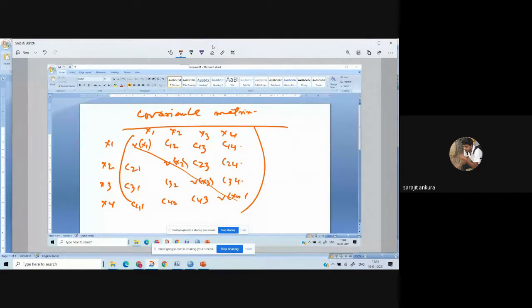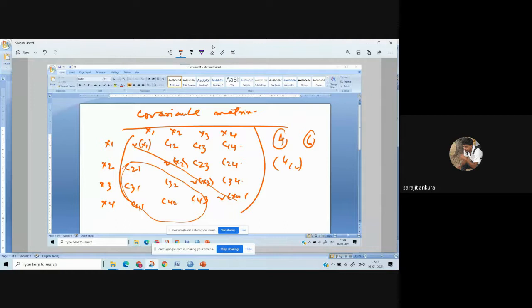Not only that, for these 4 variables, how many elements are above the diagonal and below the diagonal? 6. That is 4C2, because above is 6 and below is also 6. So these are coming from the concept of combination. And these are all symmetric. So naturally, this is very, very important when you go for confirmatory analysis, structural equation modeling. So this part is very important.